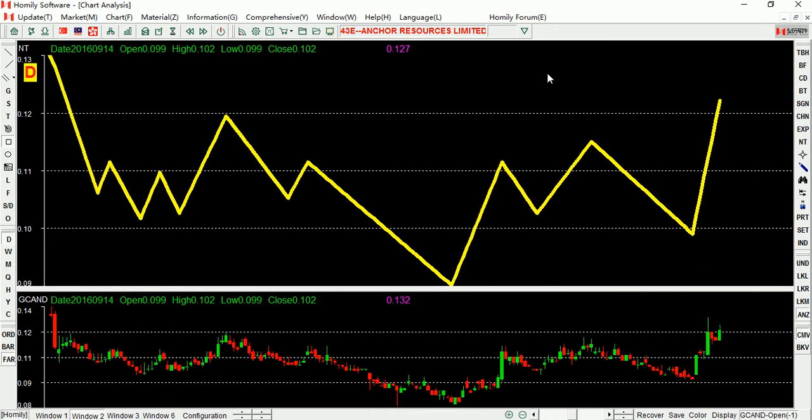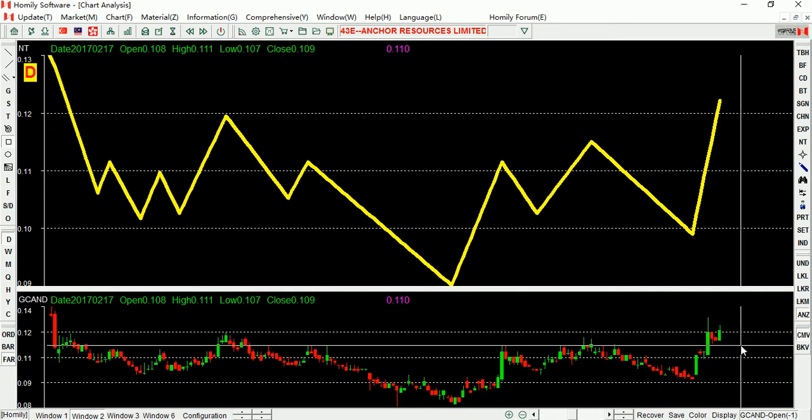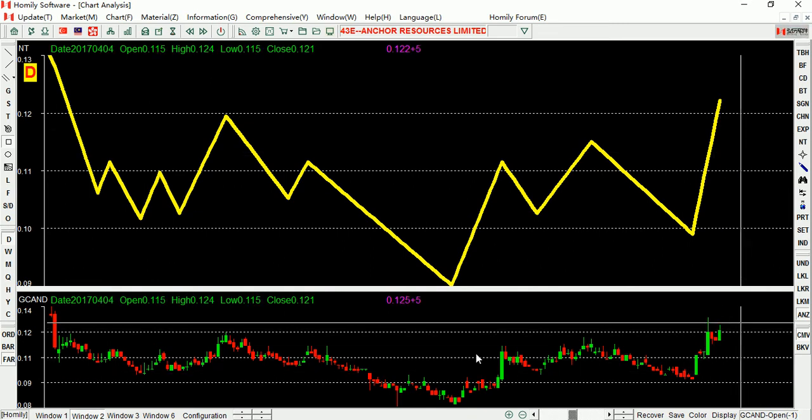Today is still up, right? So we can see the pattern. Which pattern is it like? So we can see here, this is like a head and shoulders bottom, right? But we can see which one. This is the head and shoulders bottom. So you should know if the price can create a new high, is this one good or not? Yes, it's good. Okay, so you should check whether it can create a new high or not.